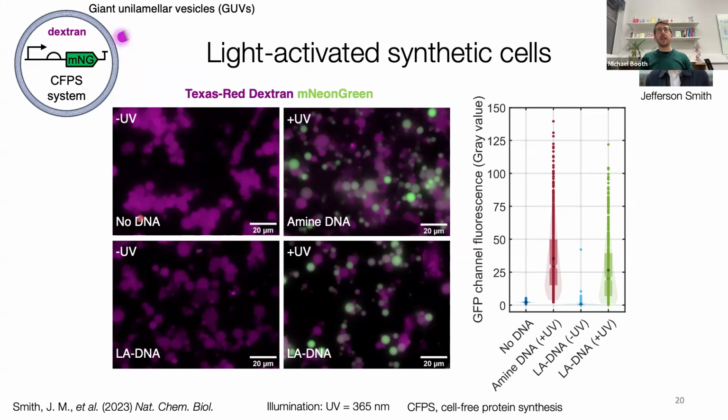And so you can see with no DNA, just like in bulk, this works really beautifully. With no DNA, you don't have any expression. With amine DNA, you have expression. But with the light-activated DNA, now you've got this great off to on switch. So you get very little expression, if any, without light, and then a turning on of expression with light.